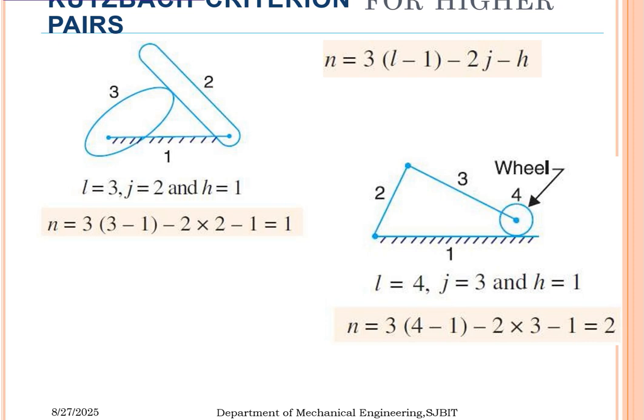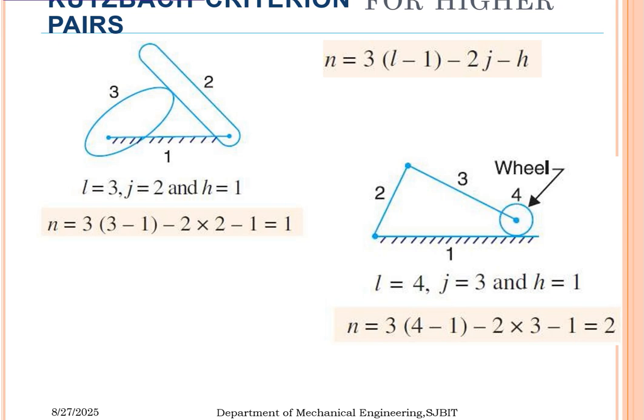So we'll see some problems on higher pairs. In the first problem, we can see the number of links is 3, the number of elements with lower pair is 2, and the number of joints with higher pair is 1. So you'll be able to calculate that the degree of freedom is 1.